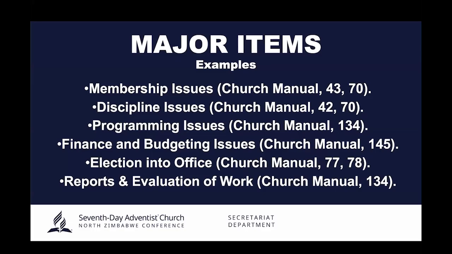Then discipline issues, the church manual says on pages 42 and 70, again, it's the business meeting that has the final say on disciplinary issues. Programming issues, if you go to page 134, it will also tell you about voting. It talks about reports being given to the church, and based on those reports, a proposed plan of action should be presented to the church for its approval. That is, to the business meeting for its approval.